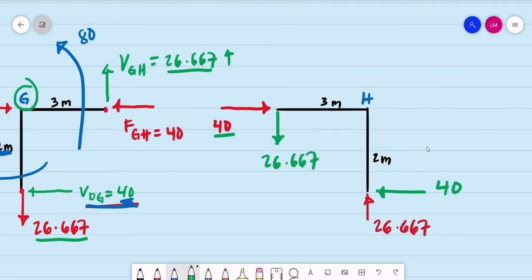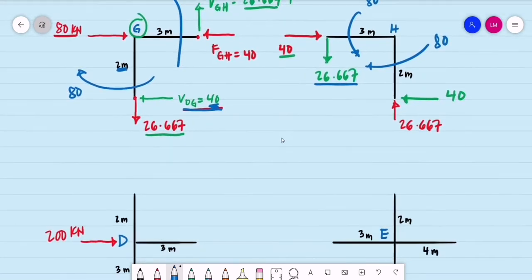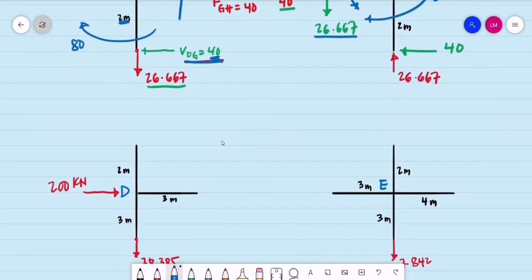26.667 downward. Then to check for the moment, initially we have a moment from the previous joint, that is 80 kilonewton meter counterclockwise. So we take this one clockwise. Supposedly, is it counterclockwise or clockwise? Initially it is counterclockwise. By the way, we are to use the direction of this shear. So 26.667 times 3 is the same as the 80 kilonewton meter. Then 40 times 2, that is the same as we have 80 kilonewton meter. So that is for joint G and joint H. Then all we have to do is transfer those values to the next joint.